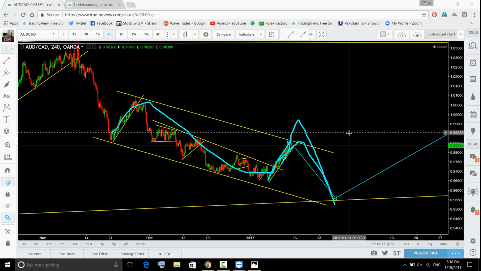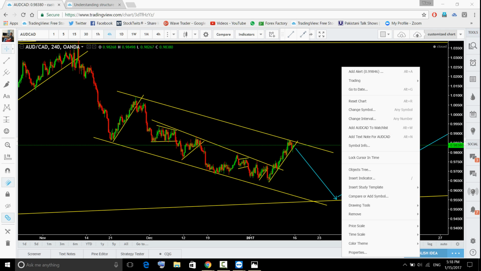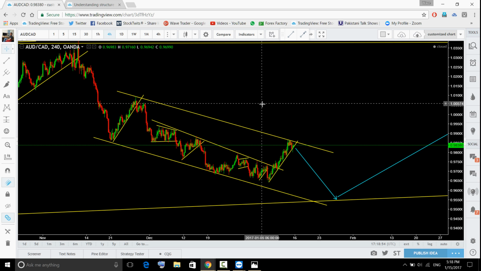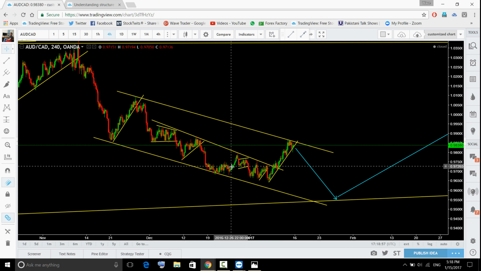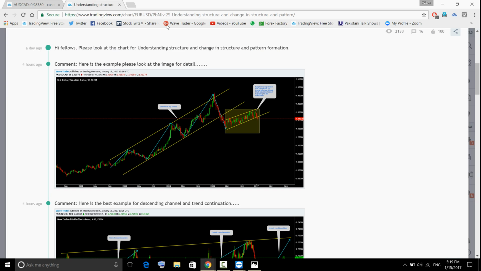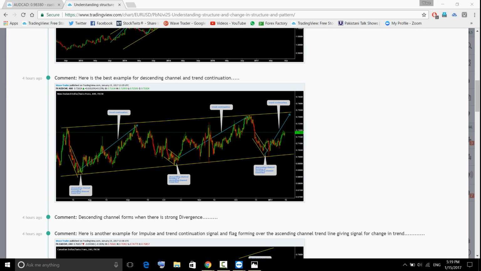Same like Euro Pound. We have spoken about that pair in detail when it was forming this trend reversal channel on the lower time frame. This is another example of this trend reversal channel. Whenever price comes close to the trend line on the lower time frame, you can buy or sell within that trend reversal channel. The same pattern is forming on Australian dollar and CAD.